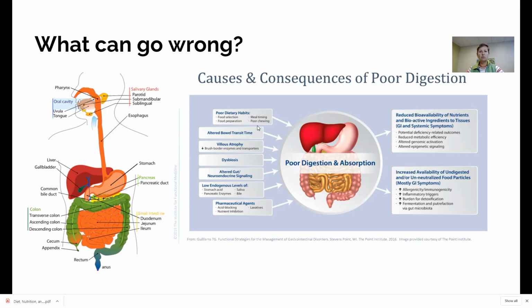So really, one of the number one things I think we should all be asking is, are we chewing our food? What time are we eating? Those different things will make a difference.